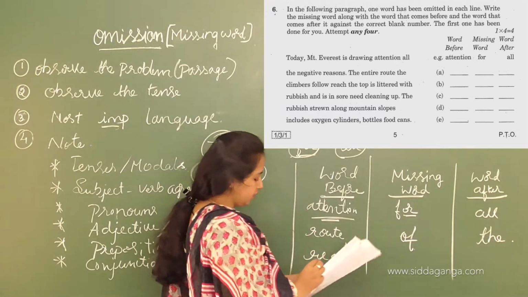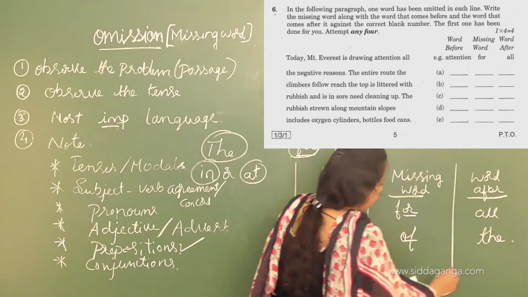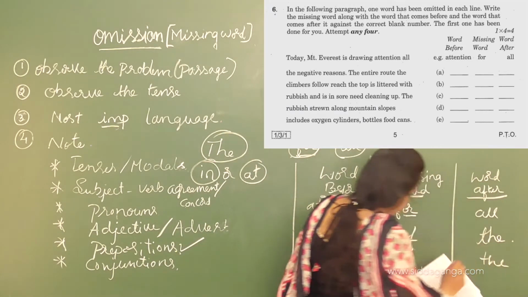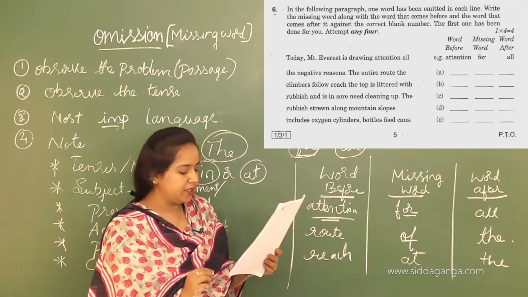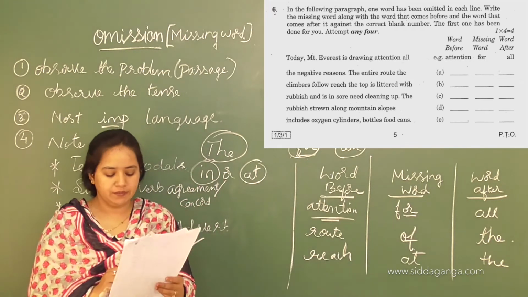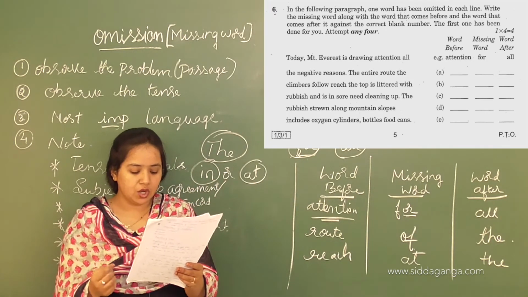So the word before is "reach", and after is "the". And here: at the top is littered with. Okay, at the top is littered with.